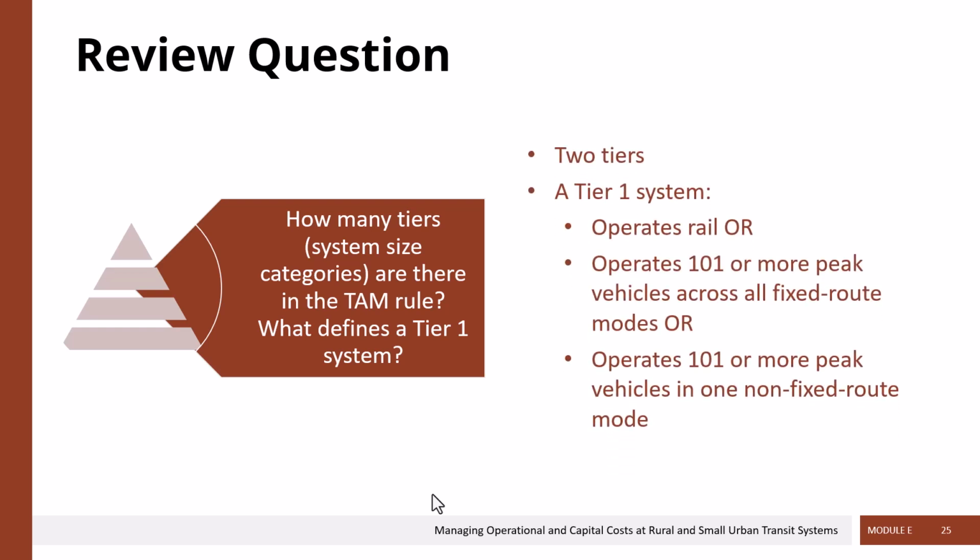Now there's 2 tiers under the TAM rule, Tier 1 and Tier 2. A Tier 1 system either operates rail, right? If they operate rail, you're automatically a Tier 1 system, or you operate 101 or more peak vehicles across all fixed route modes, or operate 101 or more peak vehicles in one non-fixed route mode. Remember that if the only funding you receive is as a subrecipient to your state DOT, you are by default a Tier 2 agency, no matter how many vehicles you operate. Also, if your agency is an American Indian tribe, then you are automatically under Tier 2 in the TAM rule.